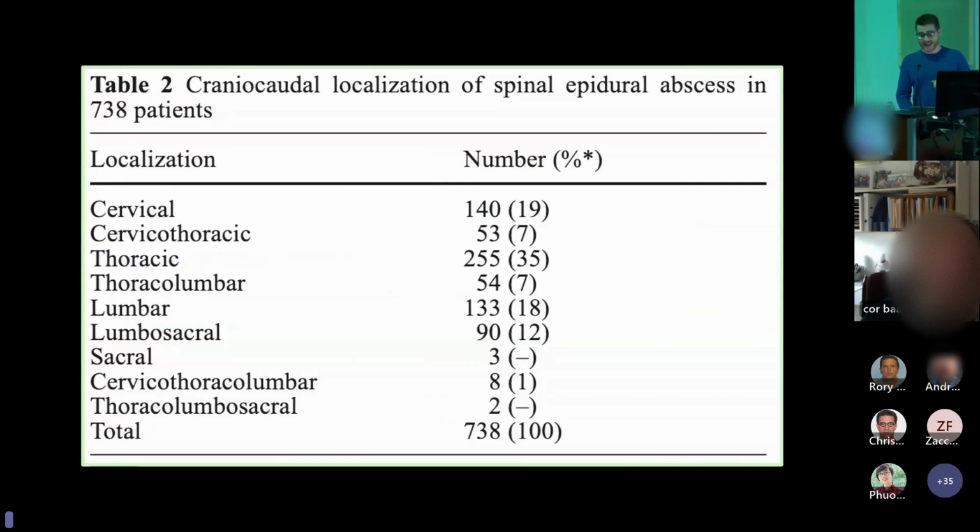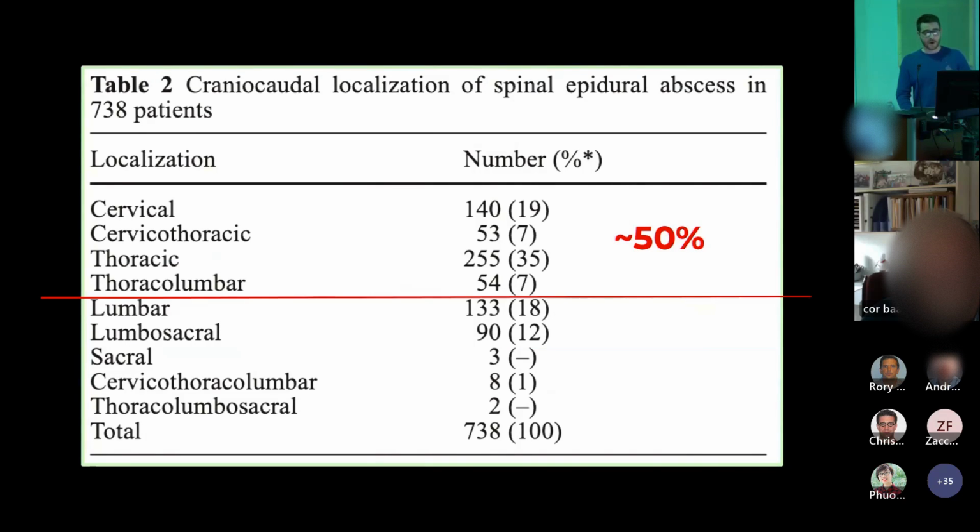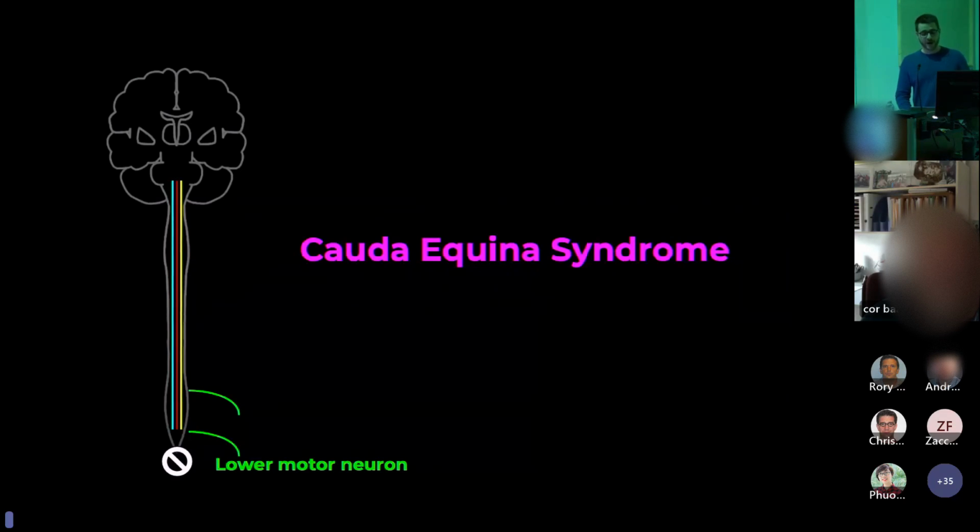Localizing 738 cases in this article from cranial to caudal, we note that 19% are cervical, 7% cervico-thoracic, 35% are thoracic, and 7% thoracolumbar. 30% were localized to the lumbosacral region. Why is this important? Well, it means that over 50% of these occur outside the lumbar spine. And from what we have previously emphasized, this is a very different clinical examination. Working our way caudally to cranial, abscesses at different levels will present with very different findings.